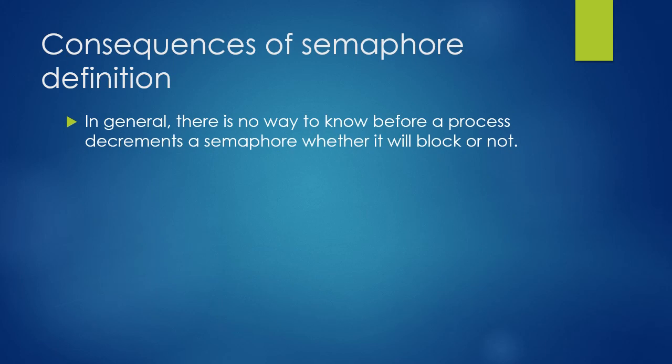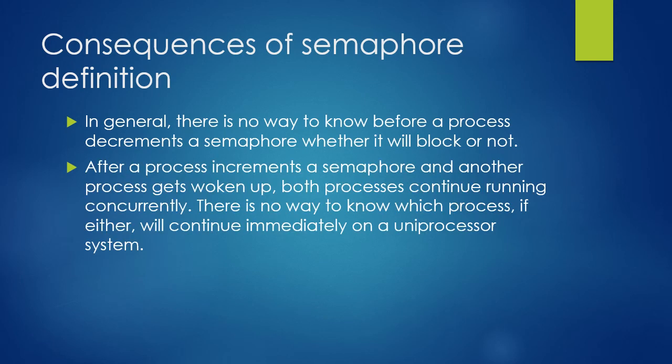There are three major consequences of semaphore definition. In general, there is no way to know before a process decrements a semaphore whether it will block or not. This is because you cannot access and read the value of the semaphore at any time.